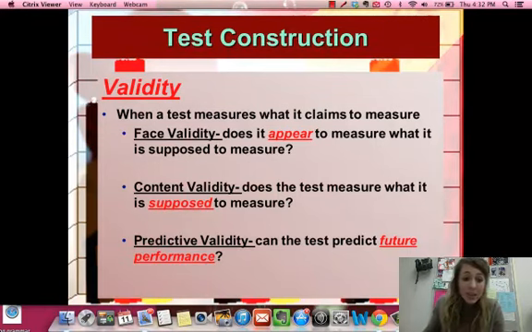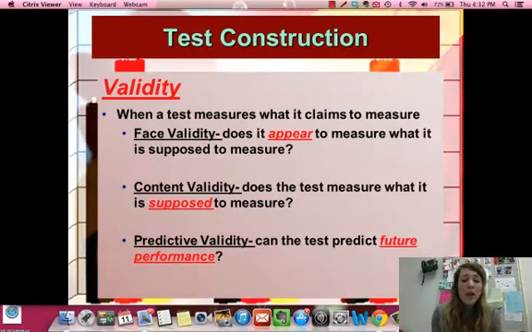And then predictive validity. This is from that driver's ed question from the beginning of the term. This is asking if the test can predict future performance. So something like a driver's test, if it has high predictive validity, it would prove that you can drive well in the future. If not, it's not a good predictor of whether or not you're a good driver, okay?